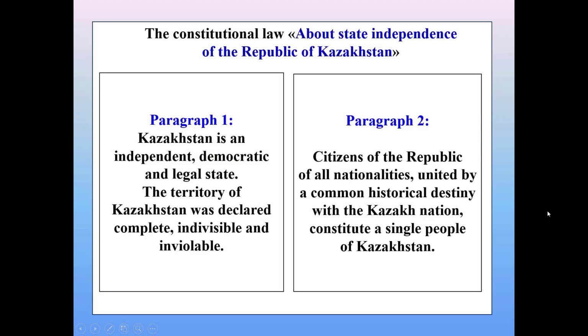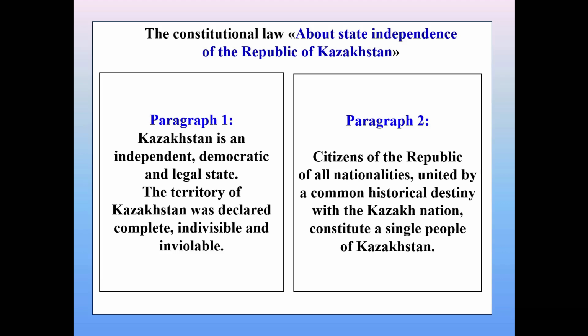Continue. The next slide is about the constitutional law on state independence of the Republic of Kazakhstan. Let's look at some of its paragraphs. Paragraph 1. Kazakhstan is an independent, democratic and legal state. The territory of Kazakhstan was declared complete, indivisible and inviolable.